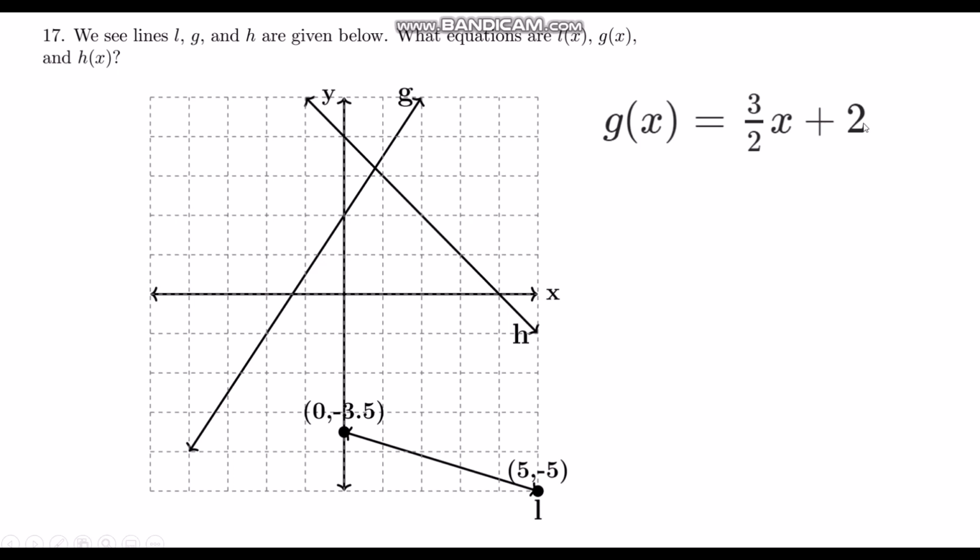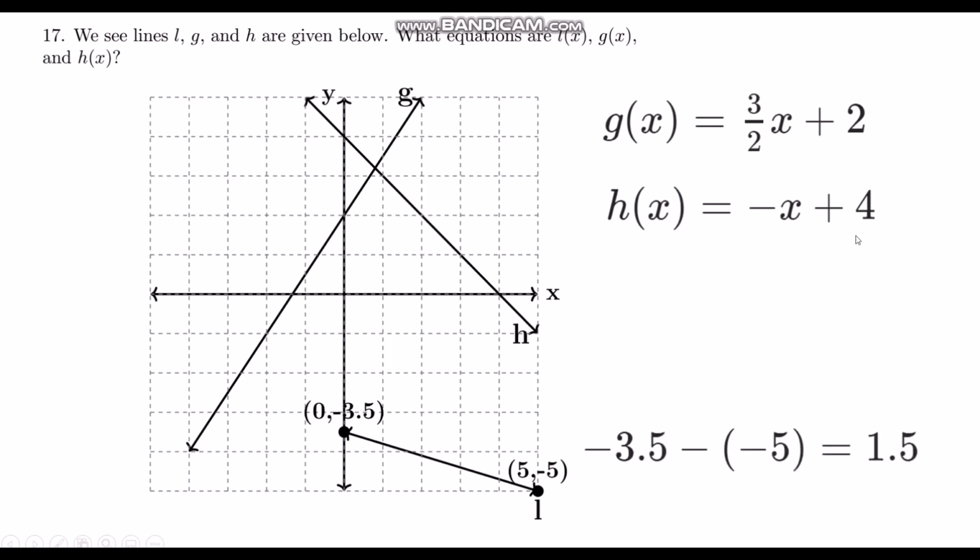So it's 2. H of x, so this one has its run is 1, and its rise is also 1, so it's 1 over 1. But it's negative, so it's minus x. So it's really a negative 1 over here. So it's minus x. But we get rid of the 1 because it's more simply stated like this. So you get minus x plus 4.